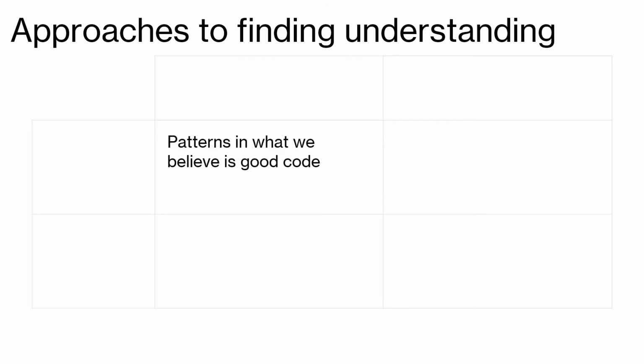The first way to look at it is to look for patterns in what we believe is good code. Looking for patterns is descriptive. We're trying to describe the property of good code, and we're also trying to describe our intuition for what good code is.